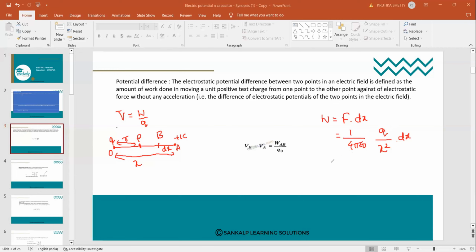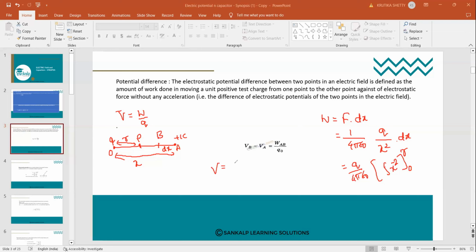So I will integrate this. When I integrate, 1/4 pi epsilon naught comes outside. This q will also come outside. Then this x square we will integrate with respect to x raised to -2. Here we take the limit range from 0 to r distance. So after integration and simplification, the expression comes directly.